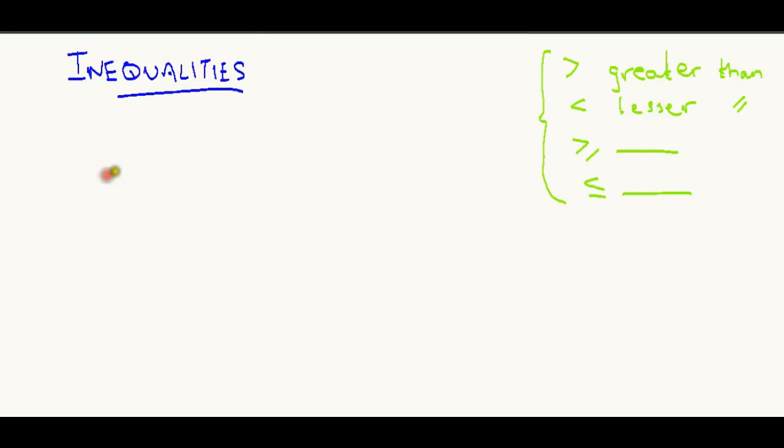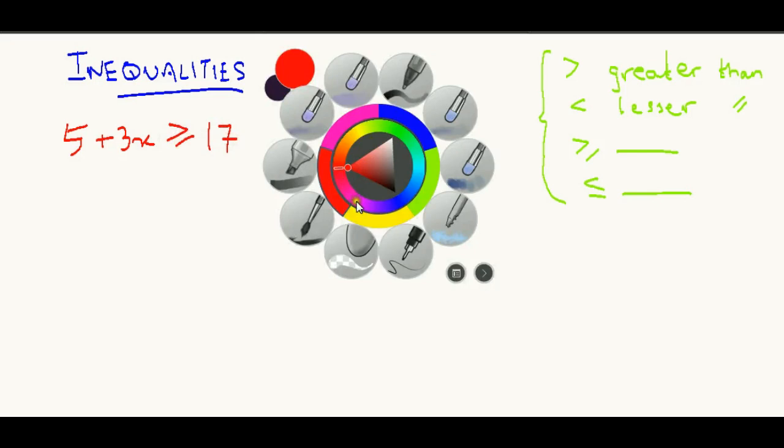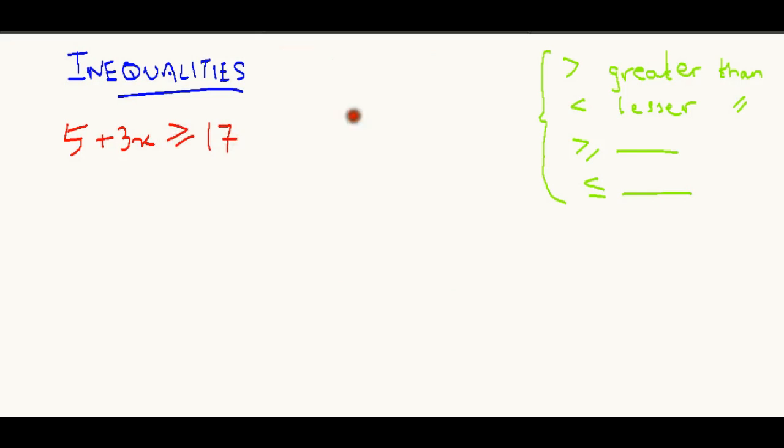Now I'm going to show you two types of questions. The first question is 5 plus 3x greater than or equal to 17. The other question that I have for you guys is 5 minus 3x greater than or equal to 17.